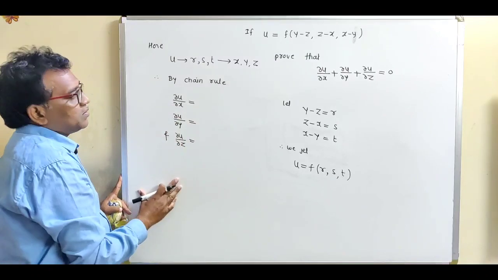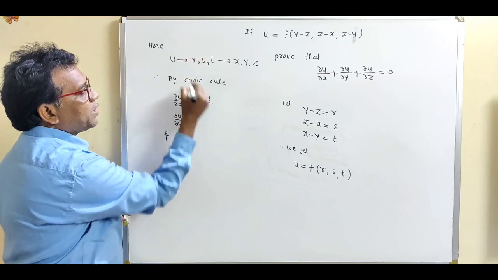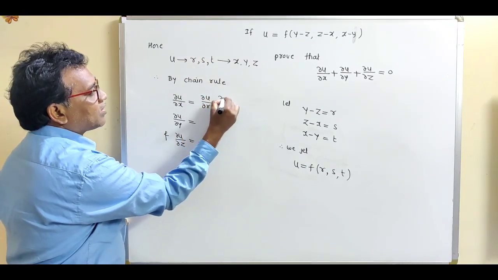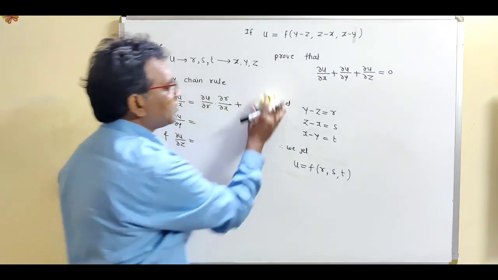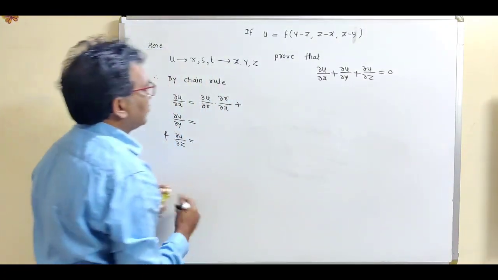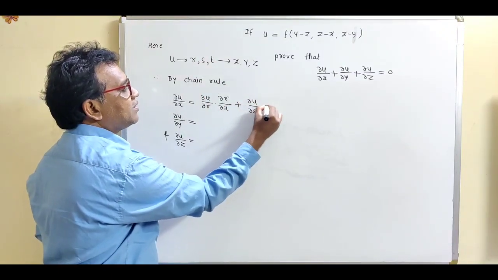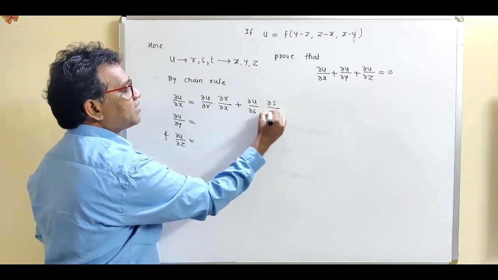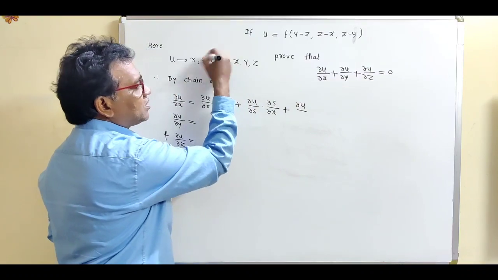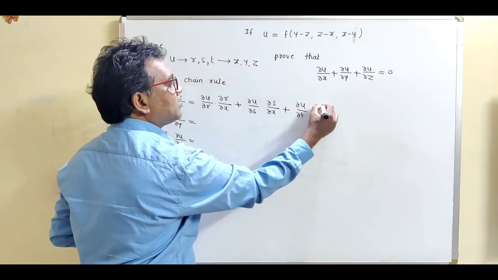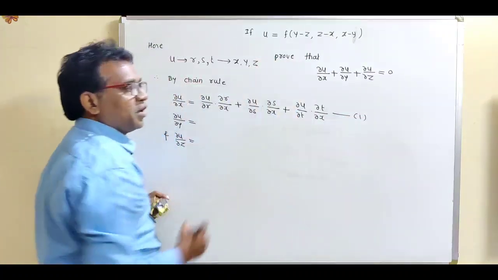So how to write the first partial derivative? This is the starting term, del u by the first variable r, cross del r divided by the same term which is del x, plus del u by the second variable s, cross del s divided by del x, plus del u by the third variable t, cross del t divided by del x. This is equation number 1.